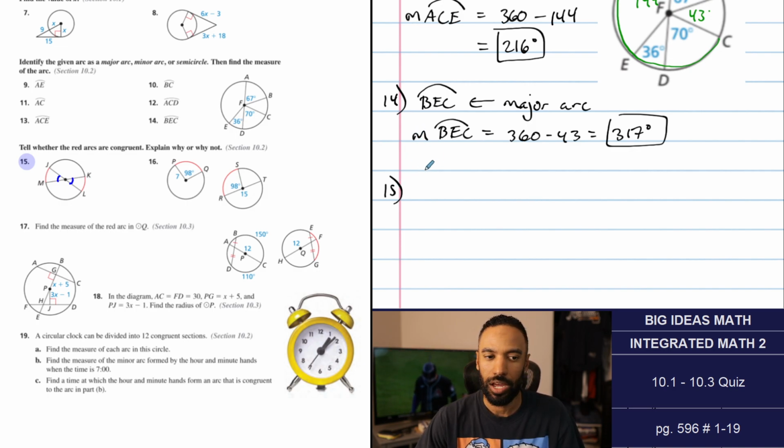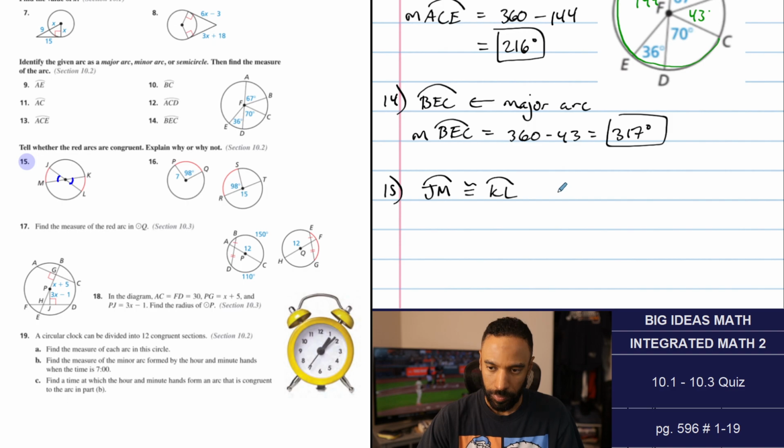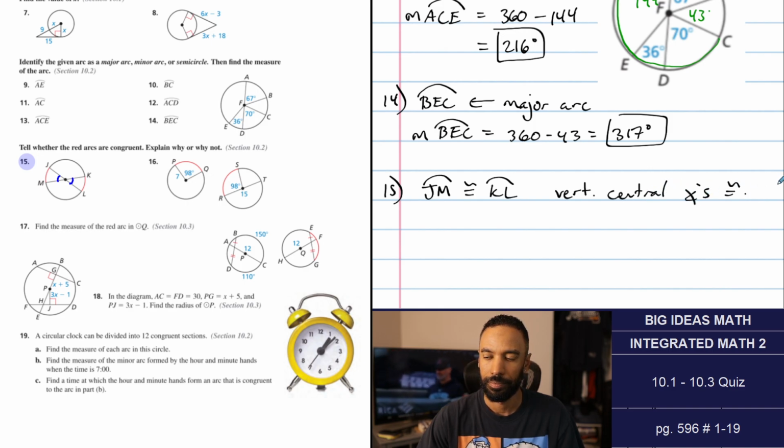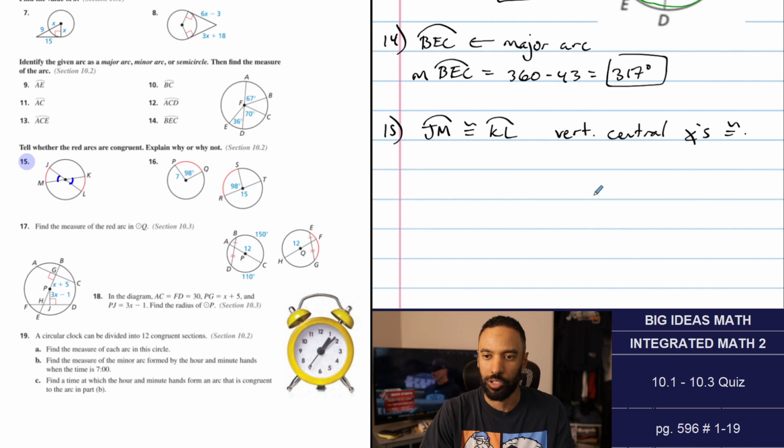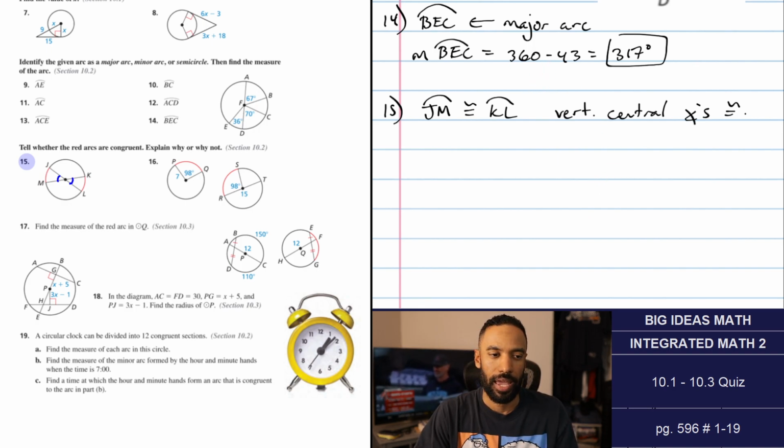Are the arcs congruent? Yes. Arc JM, a minor arc by the way, is congruent to arc KL because vertical central angles are congruent. They're vertical angles, they're central angles, and if central angles are congruent, then their arcs are.